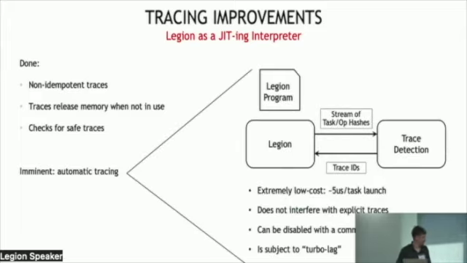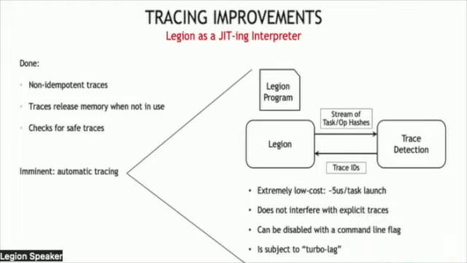So another feature that we've been developing, and this one isn't quite in the master branch yet, thanks to work that Rohan did, is support for automatic tracing. This is shortly going to be in the master branch, and I'll tell you a little bit about why we think it should be on by default.